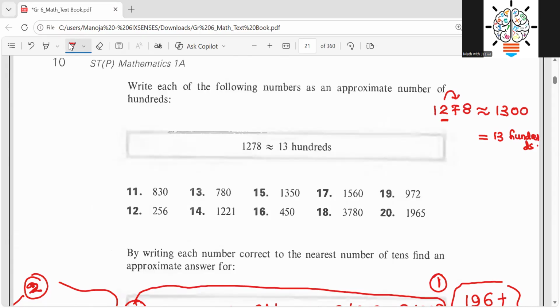If I take another example, this one, this is the 100 place. You look at the next number. The next number is less than 5. If it is less than 5, we don't need to add anything. 1200. And here we write 12 hundreds. This is how you write hundreds.